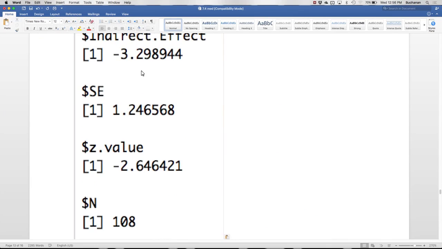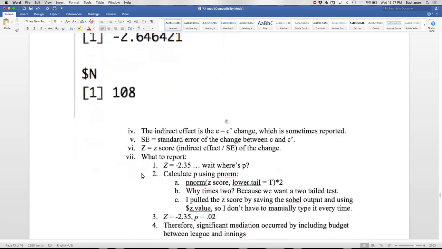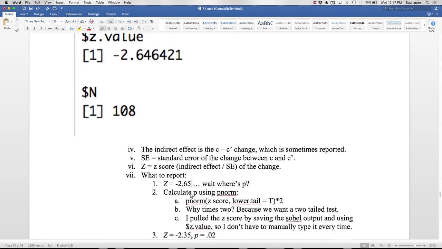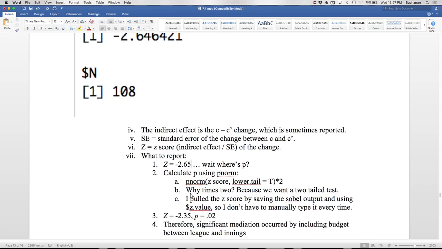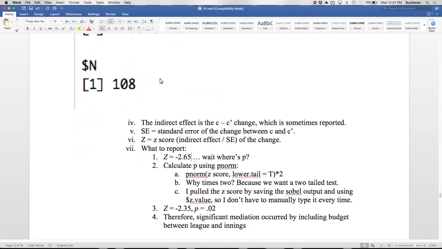So the indirect effect part is just C minus C prime. So it changed 3.3 points. It gives me the standard error of the change between the two, my z-score, this is actually a z-score, and n. So z should have been 2.665. So it's calculating z by taking the difference between c and c prime, dividing by standard error, but it doesn't give you p.